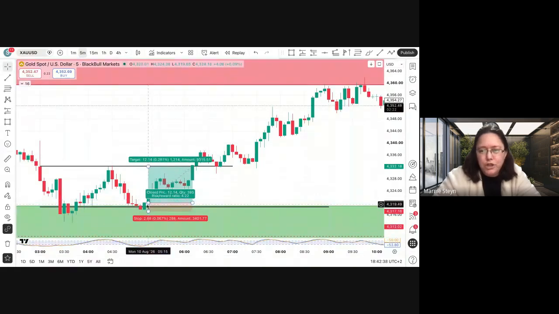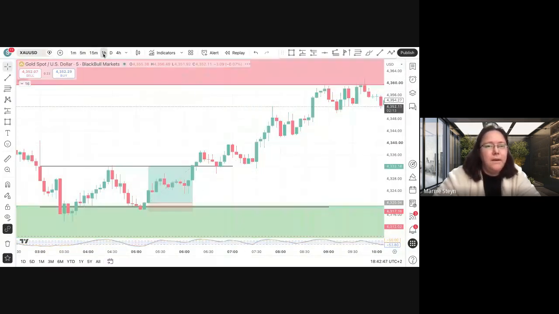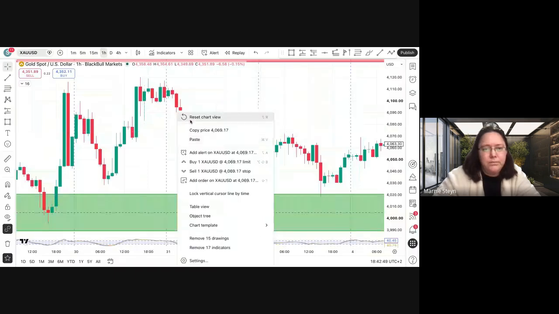I wasn't sure. I didn't check the candle. So you can see that the 5:05 candle went outside of the range. Okay, so that is a valid candle. I was like, did I see it wrong? Okay, just wanted to make sure I've got it right.